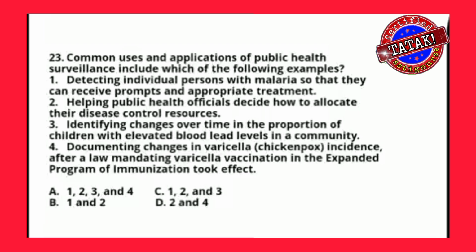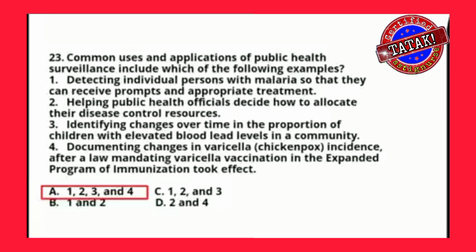So, letter A, 1, 2, 3, and 4. Letter B, 1 and 2. Letter C, 1, 2, and 3. Or letter D, 2 and 4. So, alin dito ang example natin sa application ng public health surveillance? So, the correct answer here is letter A. So, 1, 2, 3, and 4 are all included. So, meaning, all of these options are an example of your application for public health surveillance.